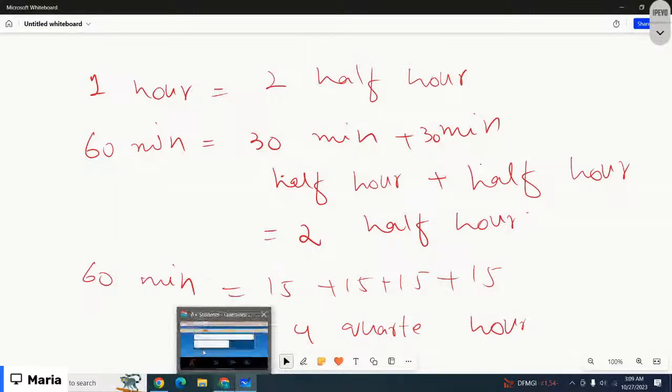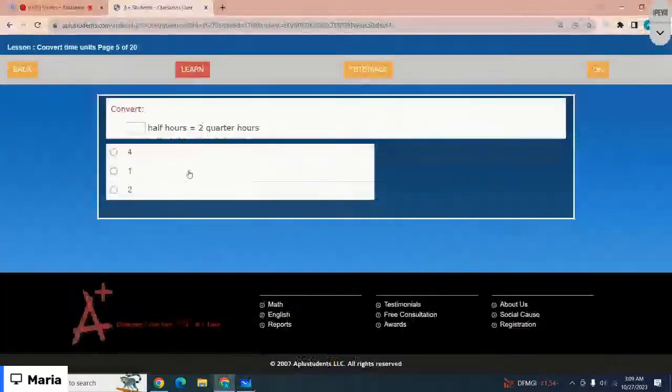In a half hour you have 2 quarter hours. 2 quarter hours equals 15 minutes plus 15 minutes equals 30 minutes. That means 2 quarter hours make 1 half hour. Got it?